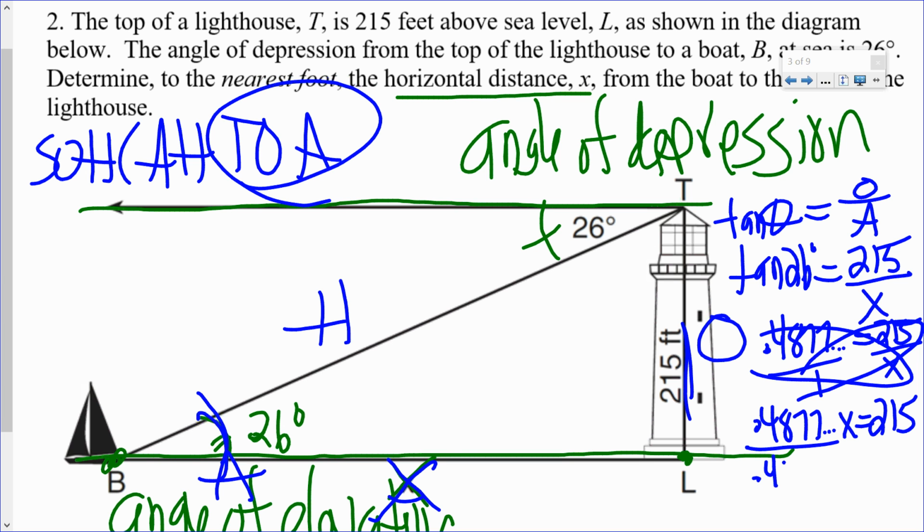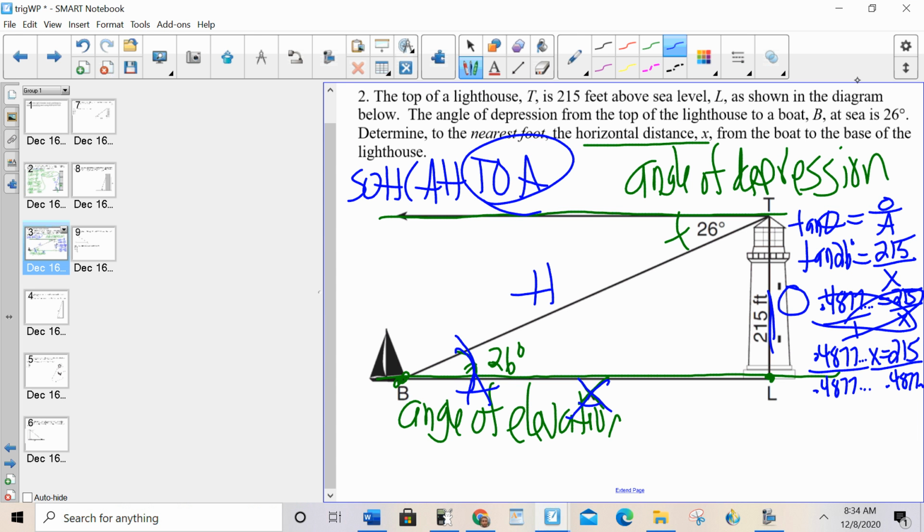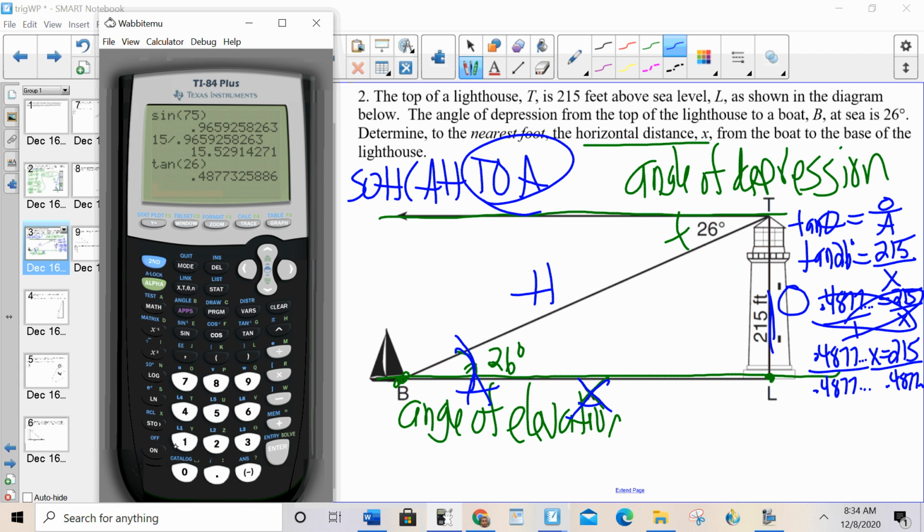Divide by 0.4877 dot dot dot. Again, that just means that I'm not dividing by 0.4877. I'm dividing by that whole decimal that's in the calculator. So I'm going to do 215 divided by, I'm going to tab up, enter. It wants me to round to the nearest foot, which is 0 decimal places, which would be 441.